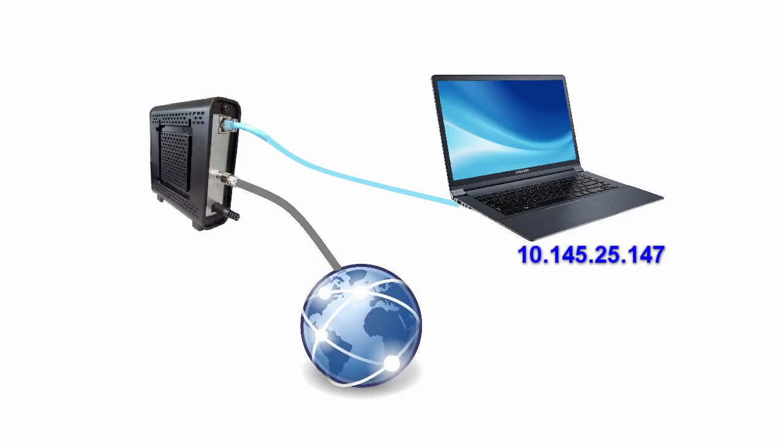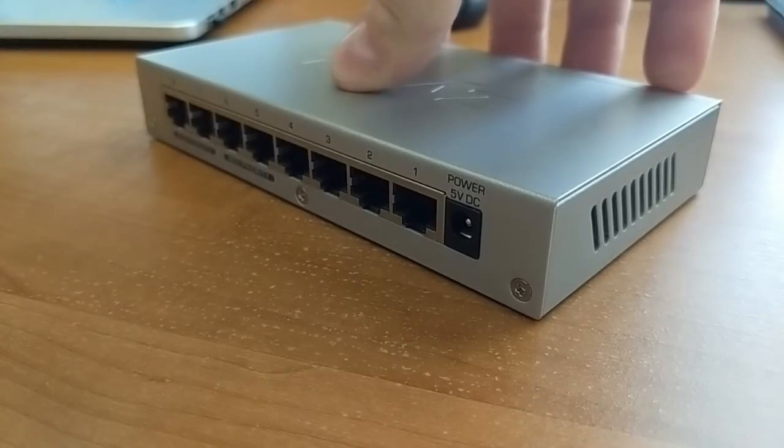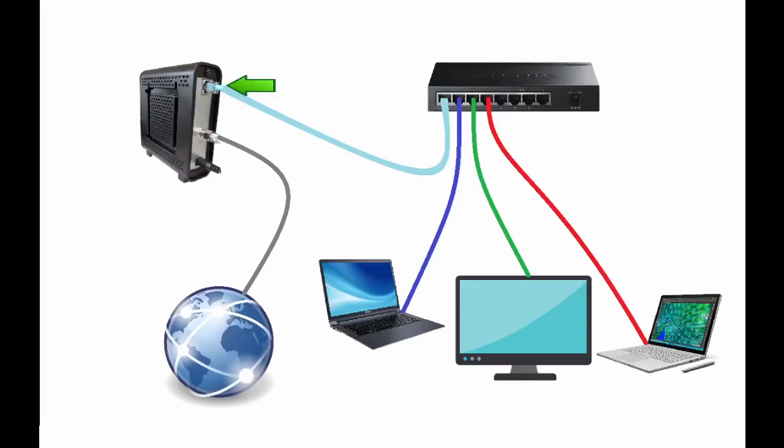Well, what if you have more than one computer or device? You could add a switch. A switch will allow you to add more ports to a network. To hook everything up this way, you'd plug the Ethernet cable into the modem, and then the other end to the switch. Now run an Ethernet cable from a port on the switch to any of your devices. Now your devices are connected to the network through the switch.